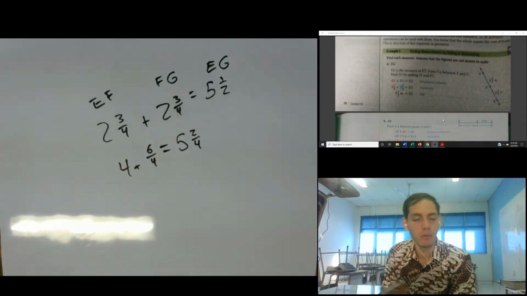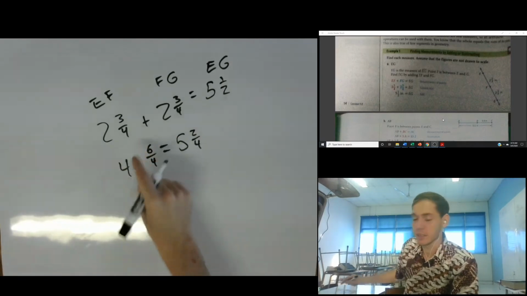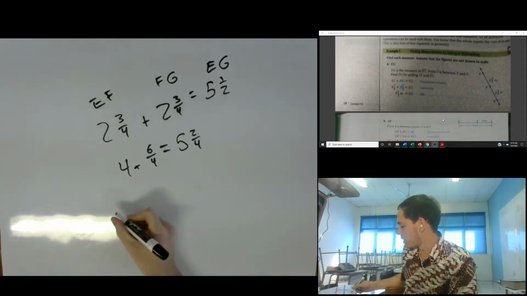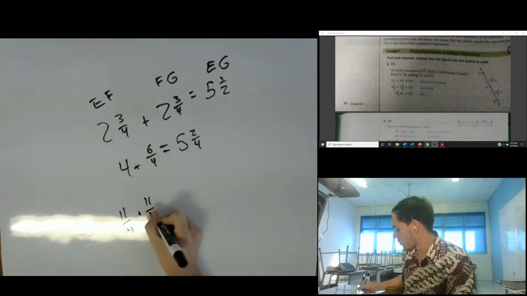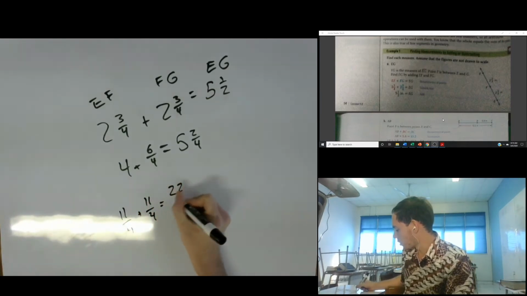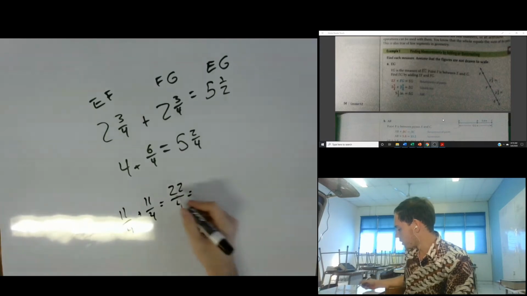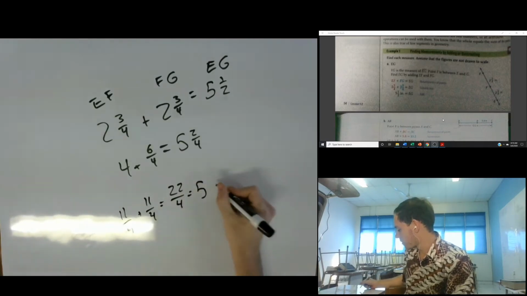You can do it a different way. Obviously, you could write it all as mixed numbers. So that would be 11/4 plus 11/4. You get 22/4. Doing the math, we get 5 2/4, 5 1/2.